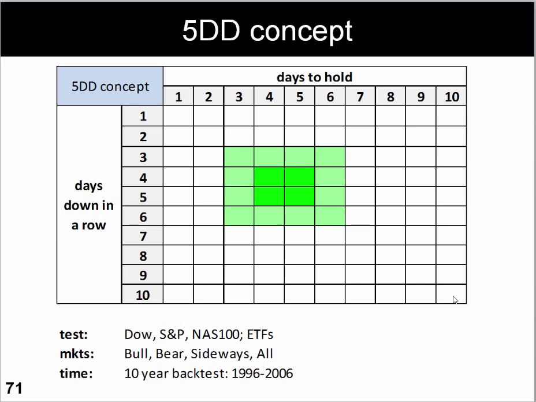And what he found, when he looked at the performance characteristics of each of those 100 bins, was a persistent, robust, small but measurable performance improvement in the areas around 3 days down and holding for 3 to 6 days, all the way out to down for 6 days in a row, holding from about 3 to 6 days. The ones around down 4 and hold for 4 and 5, and down 5, hold for 4 and 5, were a sweet spot inside that region of outperformance. Small but measurable and statistically significant.